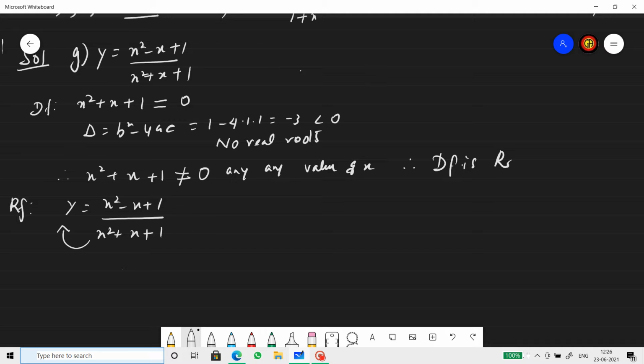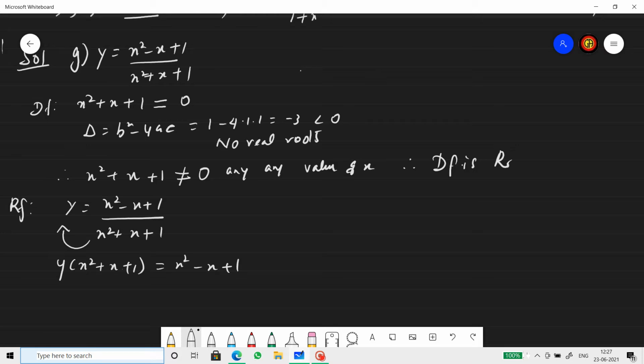In some sums, ma'am can simplify. In some sums, ma'am will not simplify. You should not get such doubt. It's mainly because here simplification is not possible. That is the reason we take the denominator to the other side. y times x square plus x plus 1 equals x square minus x plus 1.